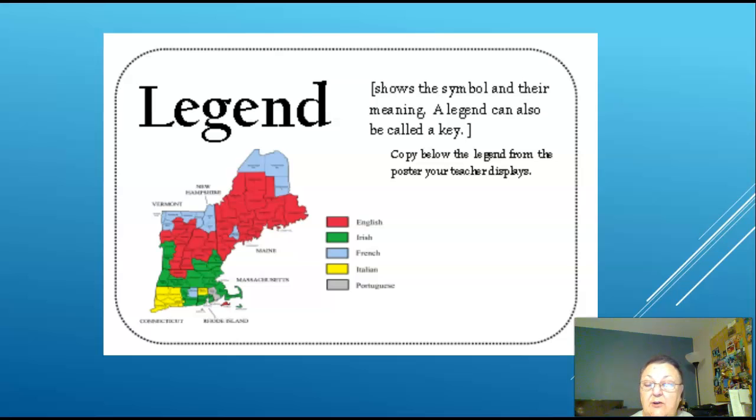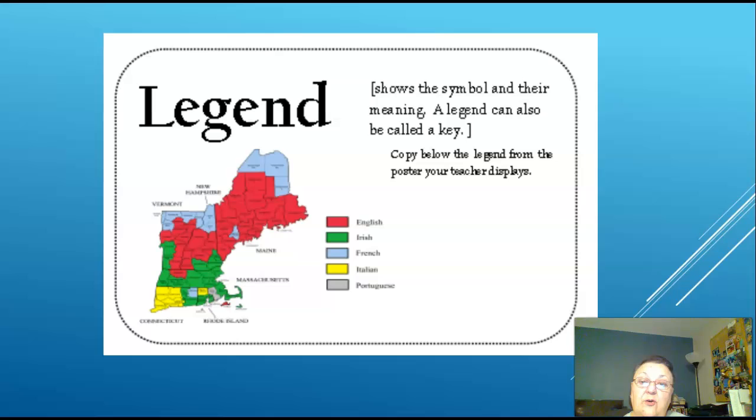And if you notice here on the one that we're looking at, it tells us that all of these states here, looks like, are English. So probably these are people who had moved in. These states or cities were from England. All of the green were Irish. The blue were French. And the yellow were Italian. And then the gray one right here were Portuguese. So you will see this on maps.